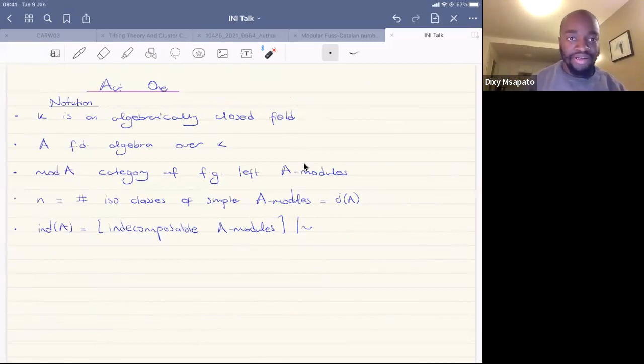To start with, I'm just going to give some common notation. As usual, K is going to be an algebraically closed field. A is usually going to be a finite dimensional algebra over K. I'm going to write mod A for the category of finitely generated left A modules. And n is usually going to be reserved for the number of isomorphism classes of simple A modules. Sometimes I might write delta of A to mean the same thing. And I'm also going to write ind of A for the set of indecomposable A modules up to isomorphism.